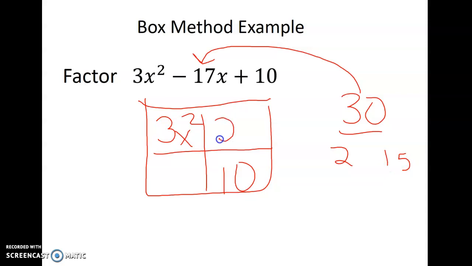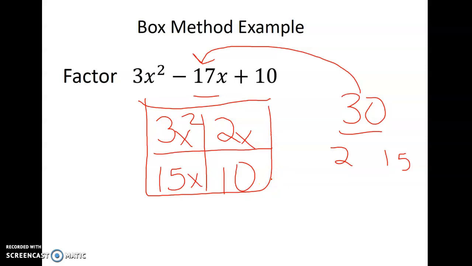So I'm going to put those to finish filling out my box. And remember to put an x with them. That's how they add up to the middle term, 17x. Now I'm finding the GCF of the rows and the columns. It doesn't matter where you start, wherever it's the easiest for you.